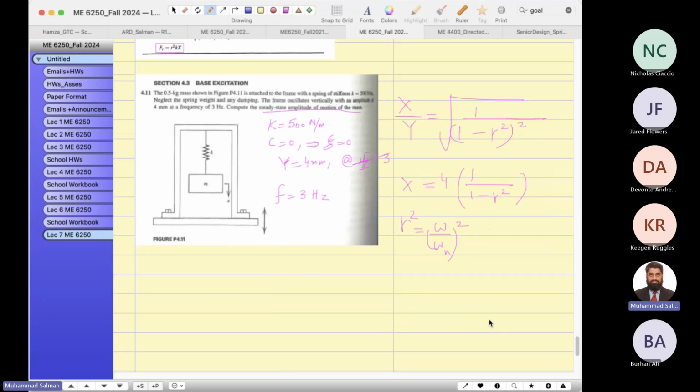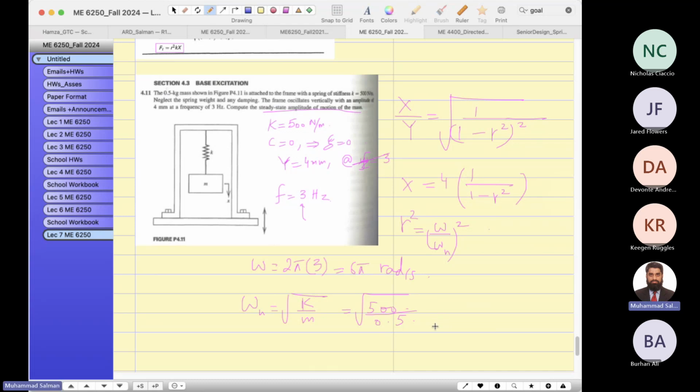r square equals omega over omega n, squared. So what is omega? Omega equals 2 pi f, 6 pi radians per second. Agreed? This is the applied frequency. Okay. And the natural frequency is what? Square root of k over m. Square root of k, k is 500. m is 0.5.